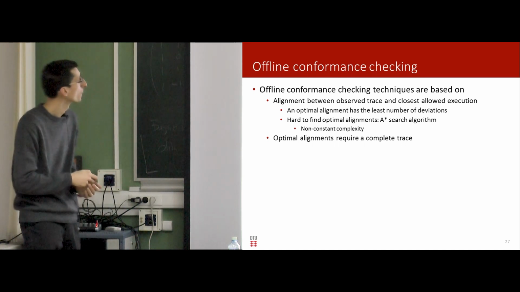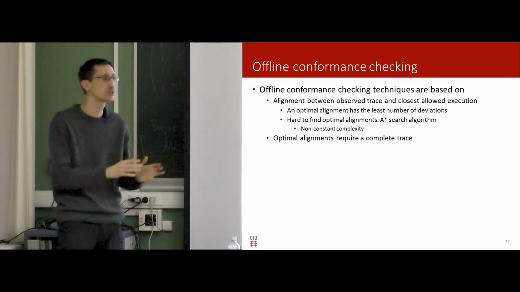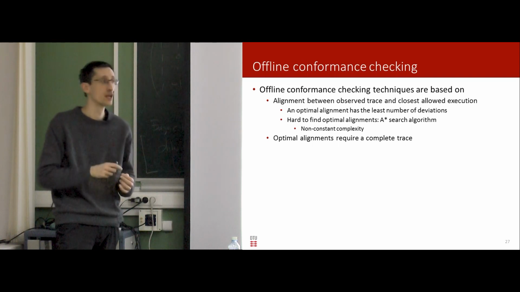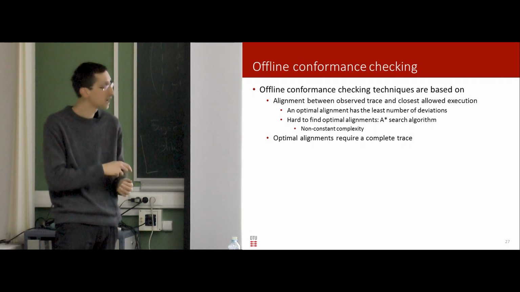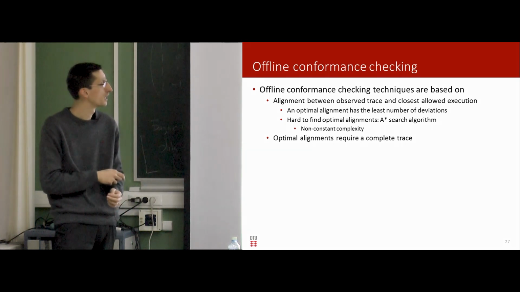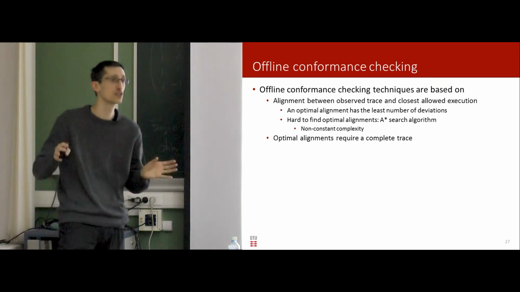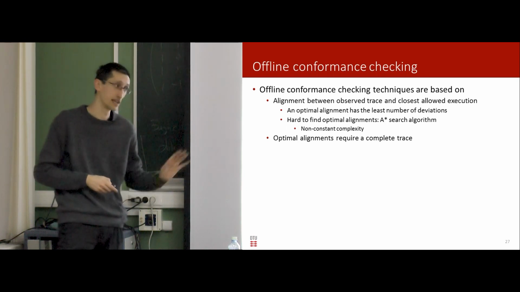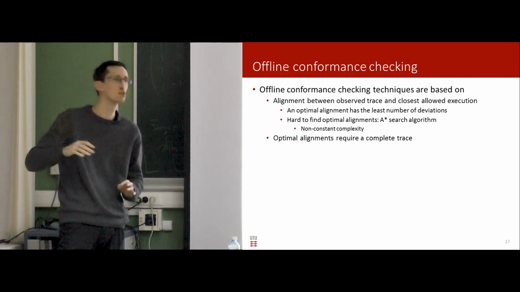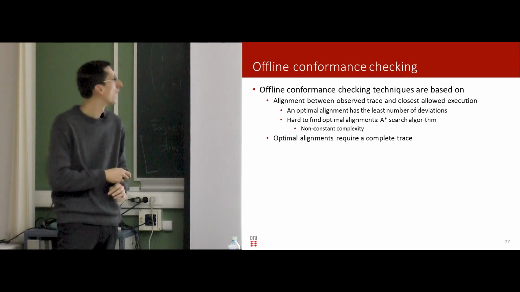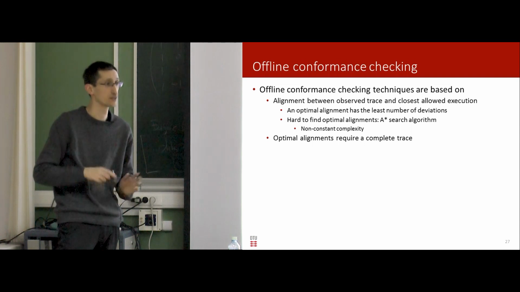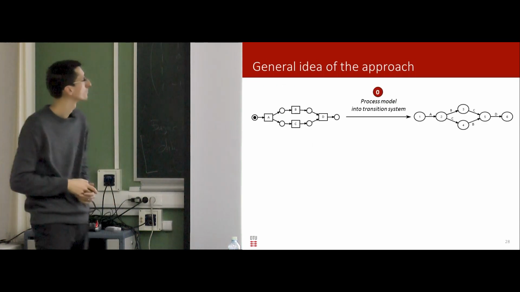behavior. And right now the standard approaches for conformance checking are based on alignments. And these alignments are quite expensive to compute because they require a search in a huge space. This search is done using A-star, for example, which has non-constant complexity. It depends on which heuristics you want to use, but it's not constant anyway. And additionally, an optimal alignment actually requires a complete trace, so that's even worse.